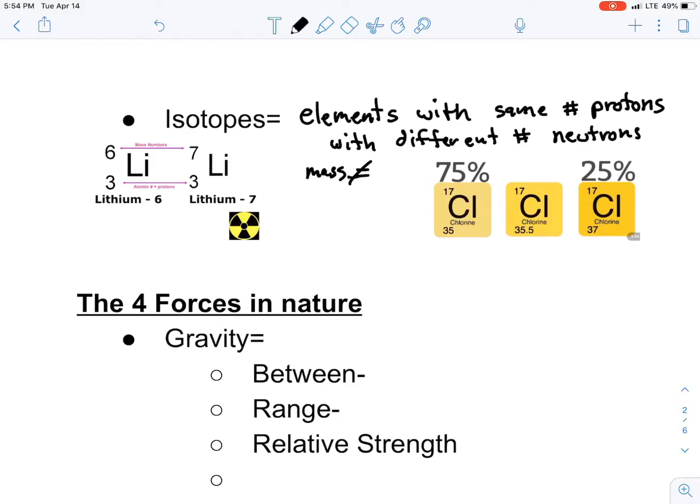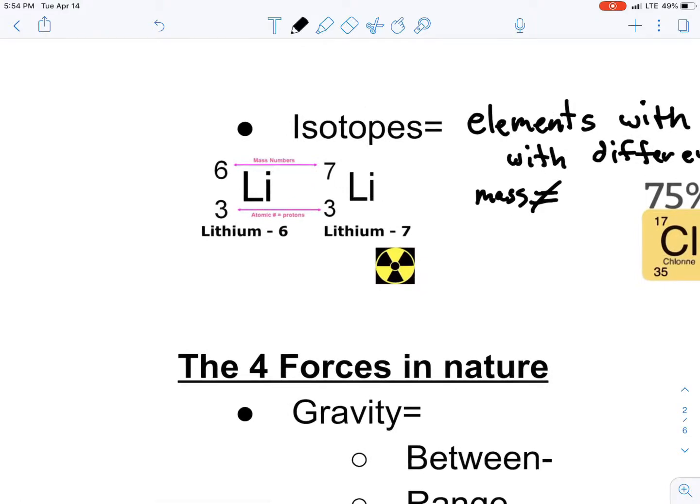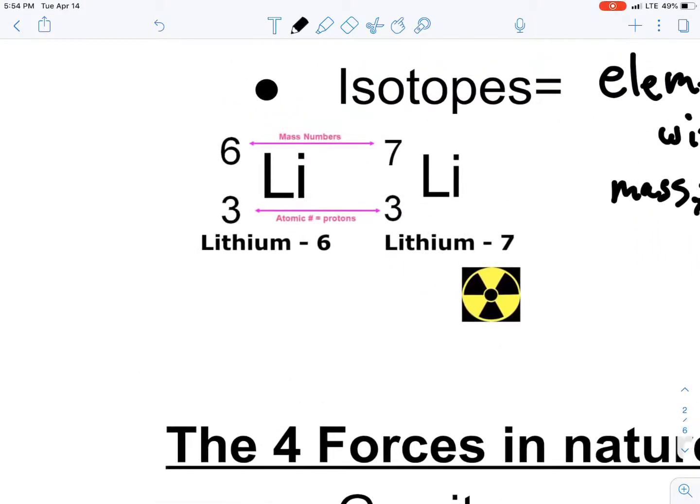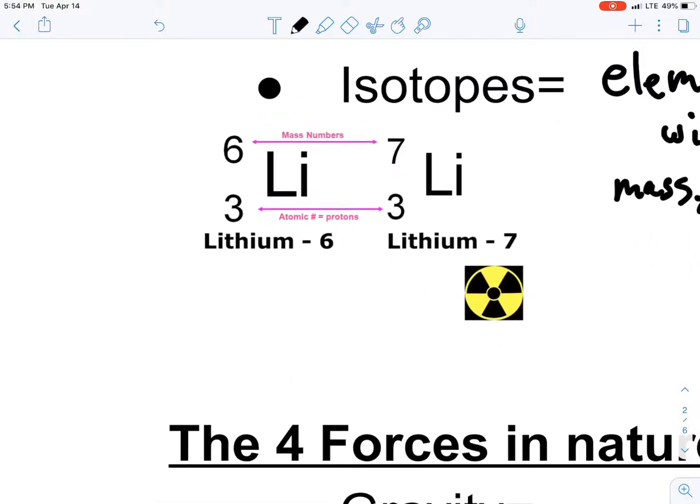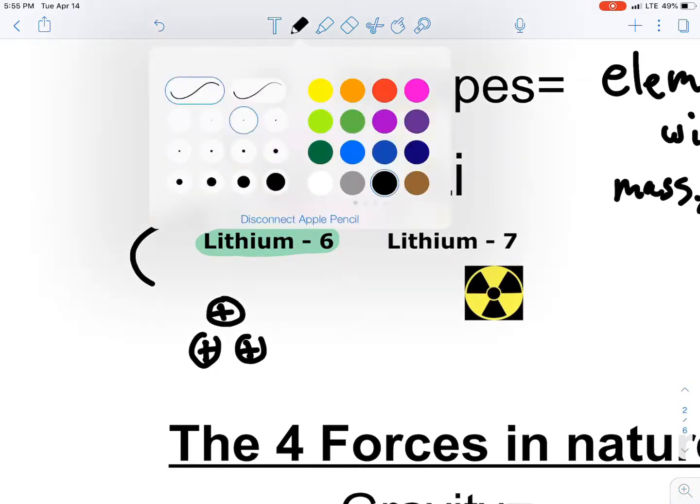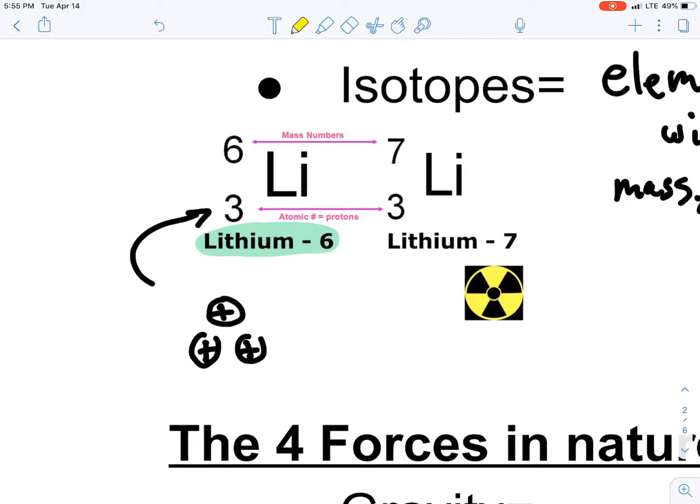Mass is not equal. All right, let's look at this here. Here is lithium. Now there's two lithiums. Look how we have this written, because I'm going to use both of these things. This says lithium 6. Lithium 6 is talking about lithium that has 3 protons. How do I know it has 3 protons? Because that 3 is written right there. And then it has to equal 6.